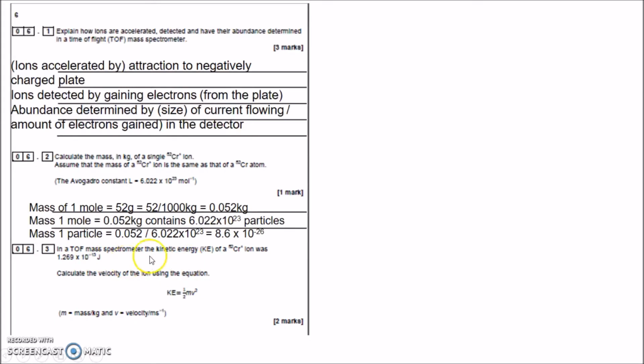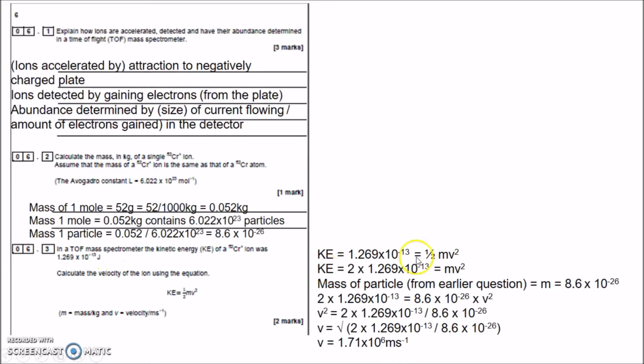In a time of flight mass spectrometer, the kinetic energy of a 52 chromium ion was 1.269 times 10 to the minus 13. So now I've got the kinetic energy, and it also gives me this equation. Kinetic energy is half mv squared, where m is the mass of one particle in kilograms. So I've now got the m as well.